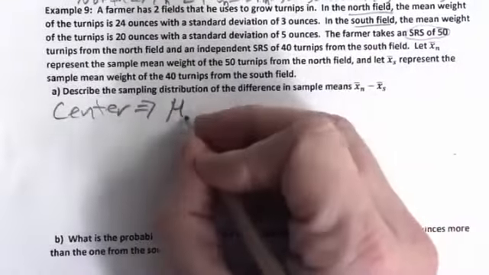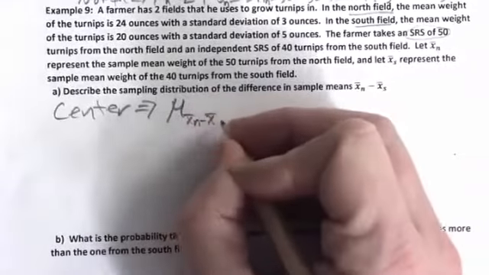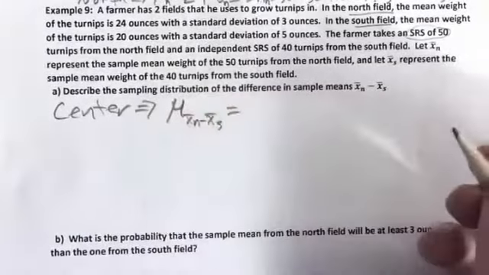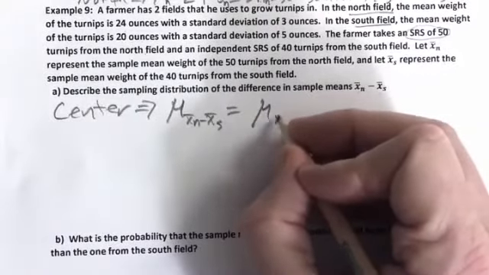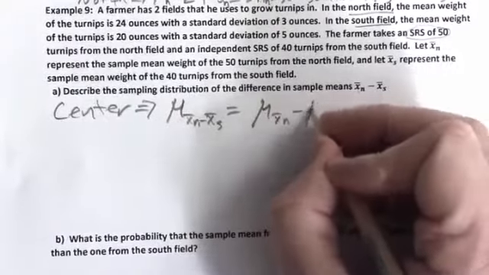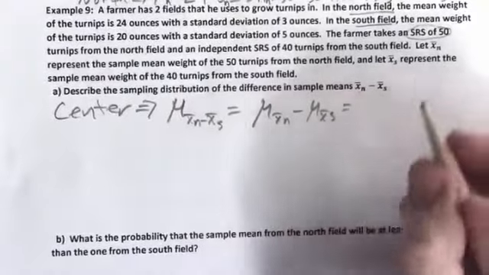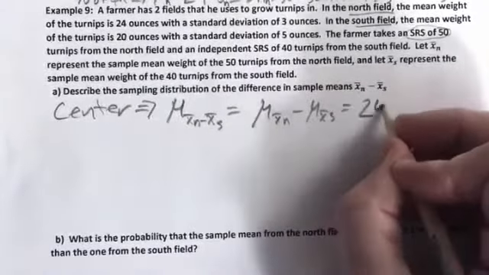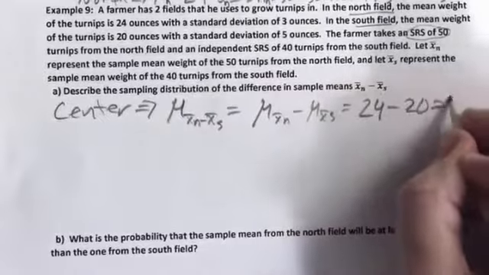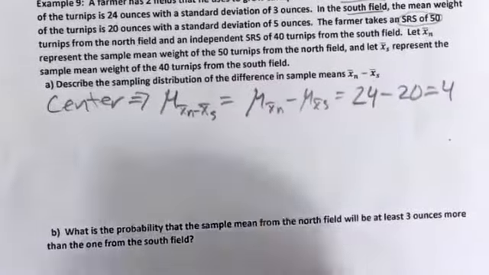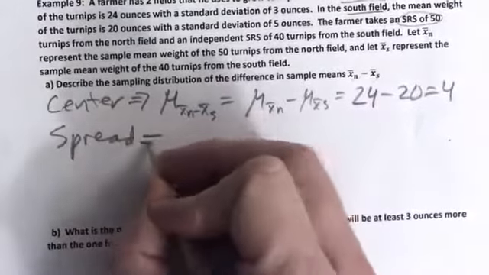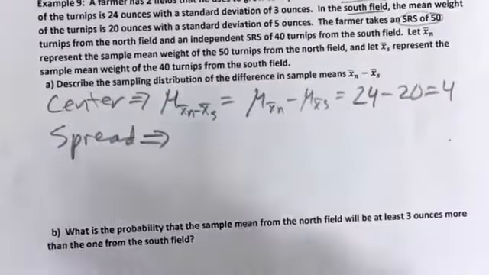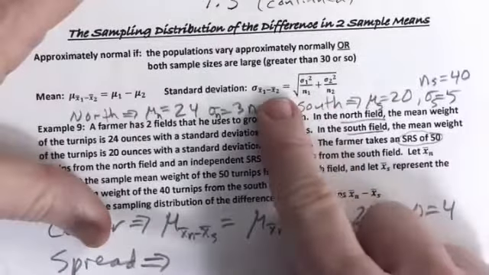All right, so the mean of x bar sub n minus x bar sub s, you just subtract the mean of x bar sub n minus the mean of x bar sub s. And so in that case, it's just going to be 24 minus 20, it's 4. So that's the mean. To describe the spread, that's the standard deviation. And I wrote that formula right there, actually.